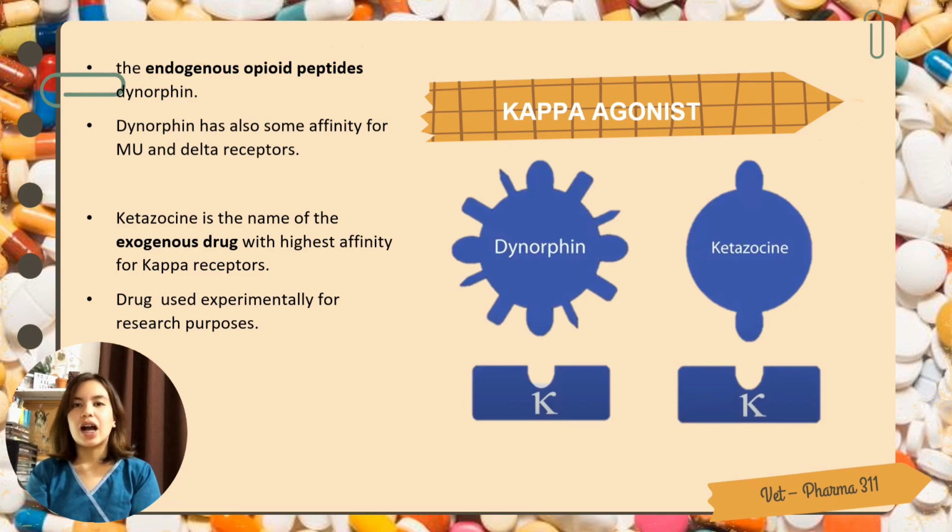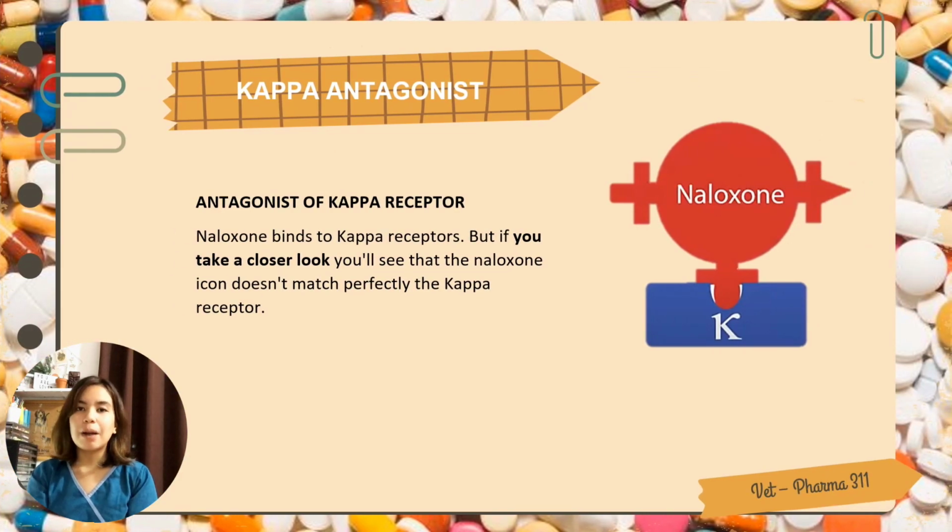Finally, let's find out which drug is an antagonist for kappa receptor. We can see again that naloxone binds to kappa receptors, but if you take a closer look, you'll see that the naloxone icon doesn't match the kappa receptor perfectly. So what the diagram wants to show is that naloxone has a lower affinity for kappa receptor than for mu receptors.